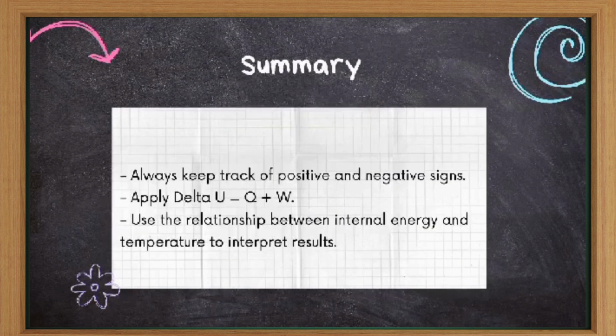In summary, always keep track of positive and negative signs. Apply delta U equals Q plus W. Use the relationship between internal energy and temperature to interpret results. This method lets you analyze energy changes in gases and predict temperature changes effectively. Thank you.